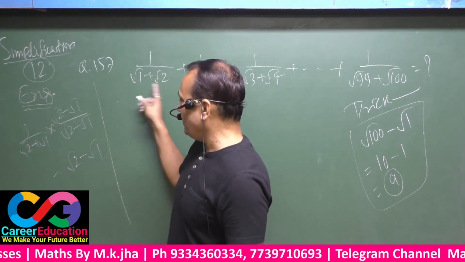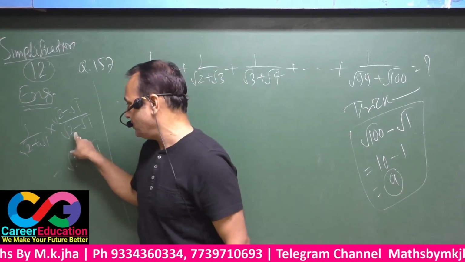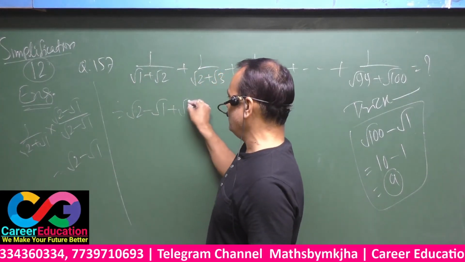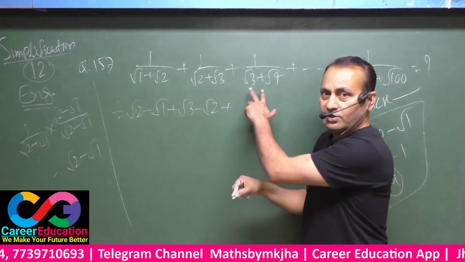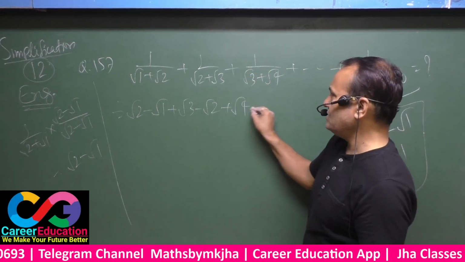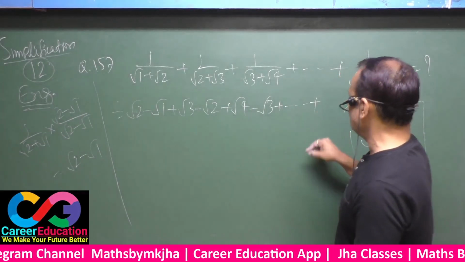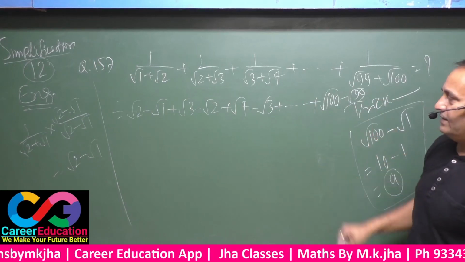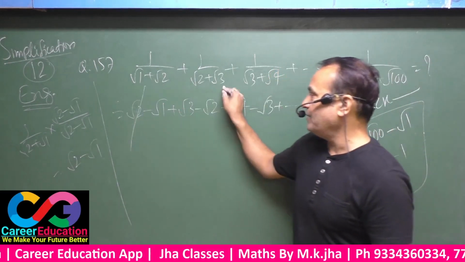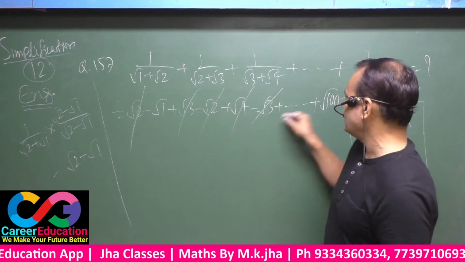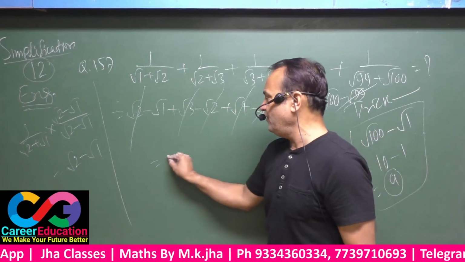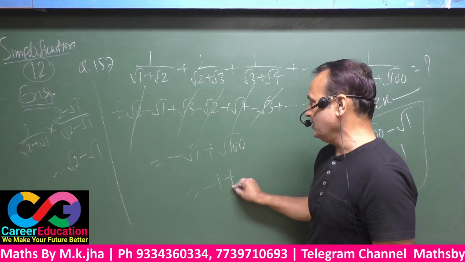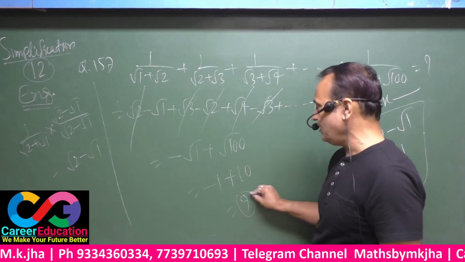That means, see the rough. 1 by root 2 plus root 1 is like this, that means this is root 2 minus root 1. This is root 3 minus root 2. This is root 4 minus root 3, plus dotted lines, plus this is root 100 minus root 99. See here, this will be cancelled due to plus and minus, this will be cancelled, this will be cancelled and this will be cancelled. This will be remaining and this will be remaining only. This is minus 1, this is 10, thus you get the answer 9.